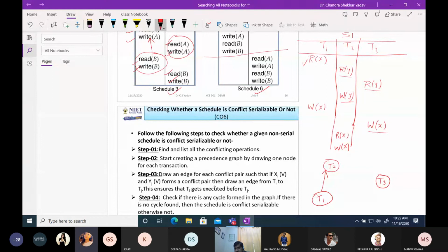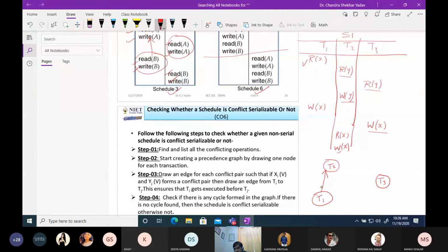Now we will check these two instructions. This is non-conflicting. Why? Both are performing read operations on the same data item. Then we will see this and this. So let me know about these two instructions, whether these instructions are conflicting. And we will draw an edge from T1 to T2. So we have already represented it, then we will not repeat it.